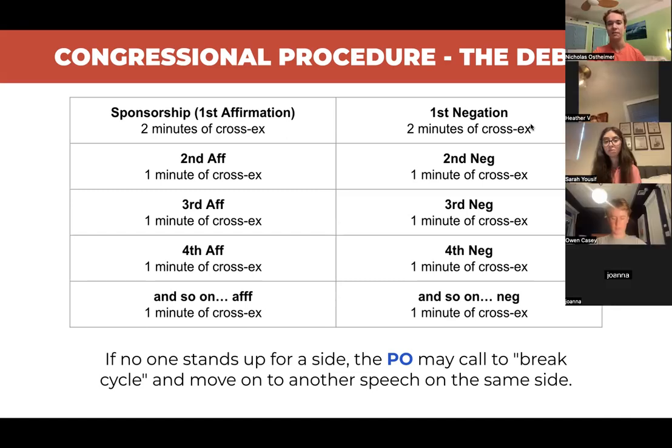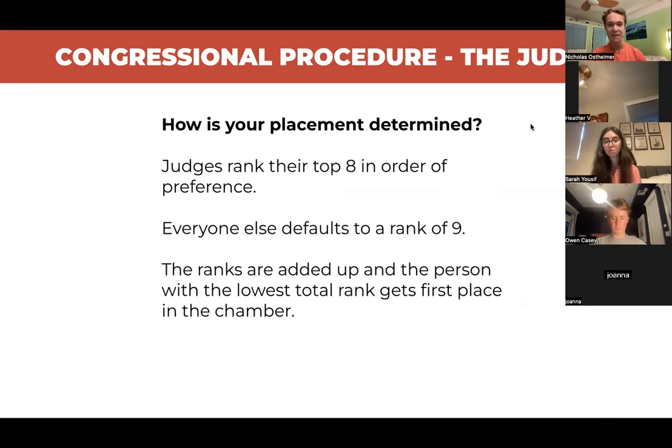Okay, fantastic. Finally, let's talk about the judges, one of the most important parts of congressional debates, because they determine how you are ranked and how you are placed. Every judge in a room of congressional debates ranks their top 8 in order of preference. They give the 1 to their favorite debater, the 2 to their second favorite debater, the 3 to their third favorite debater, and so on for the top 8. Meanwhile, everyone that they do not choose to rank defaults to a rank of 9.